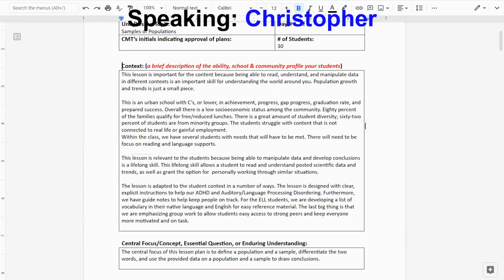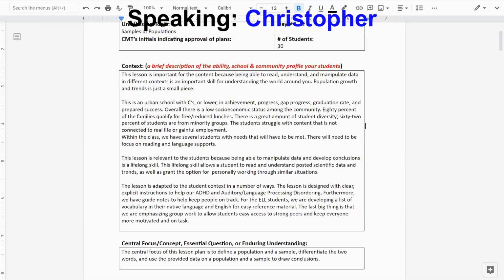Big differences is that they have a very low socioeconomic status, so they don't have a lot of good resources, and they're generally on the poor side. And then we also have a great amount of diversity. So we have a lot of types of students in our school, which makes it much more fun for everybody involved. We also have a lot of students who have different concerns and needs for learning.